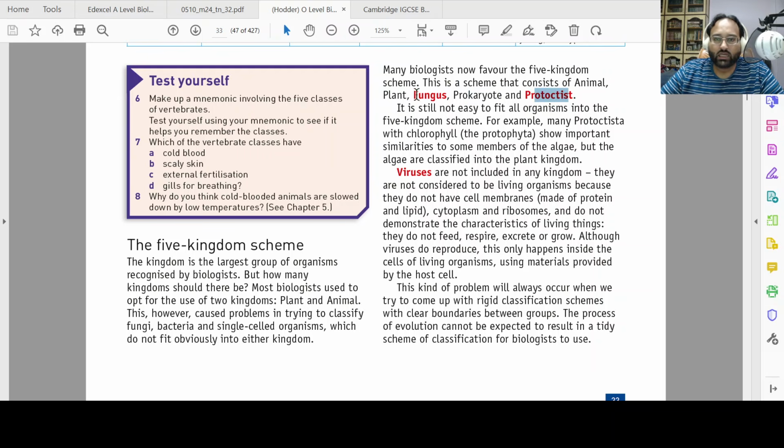And still sometimes you will find organisms that don't fit. So for example, in protoctists, there are some that have chlorophyll. Chlorophyll, the one plants have? Yeah, the stuff plants have to convert the energy of the sun into food.